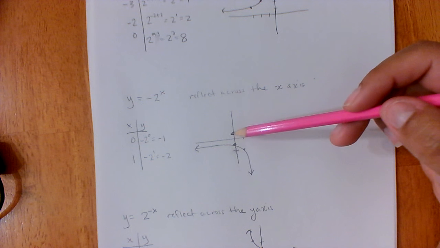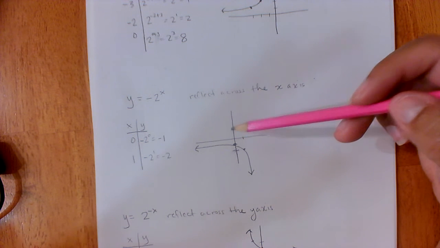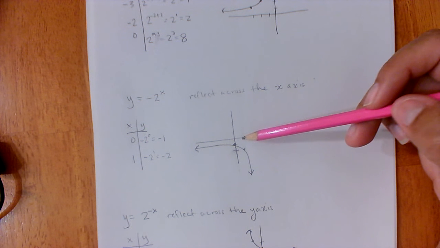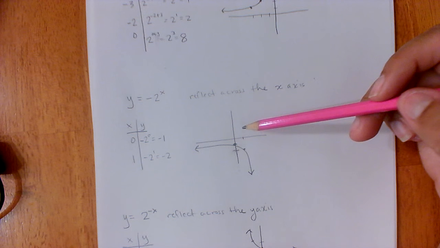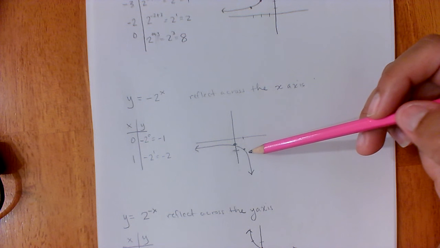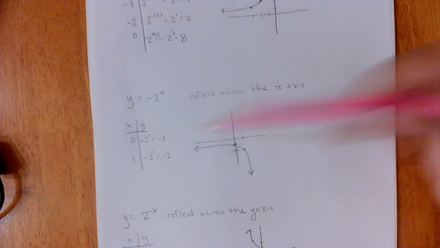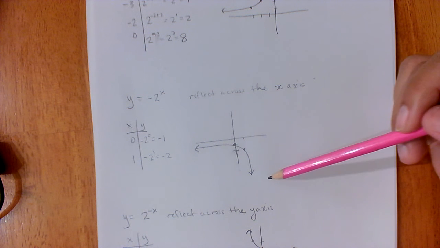So instead of having a point at 0, 1, like my basic 2 to the x function has, I have a point at 0, negative 1 for this transformed function. Instead of having a point at 1, 2, like I expect to have in my original 2 to the x function, I have a point at 1, negative 2. And again, if we're doing this on paper, we can use points and what we know about the basic shape of the graph to get this graph.